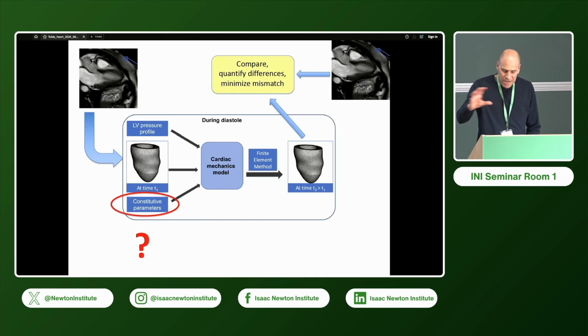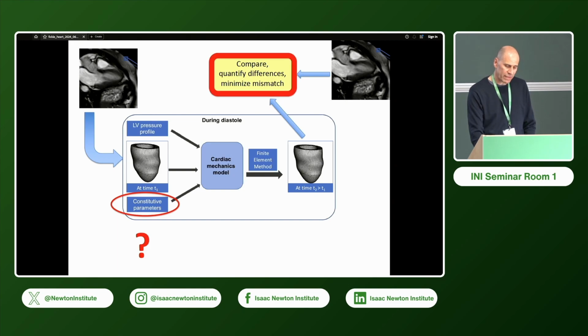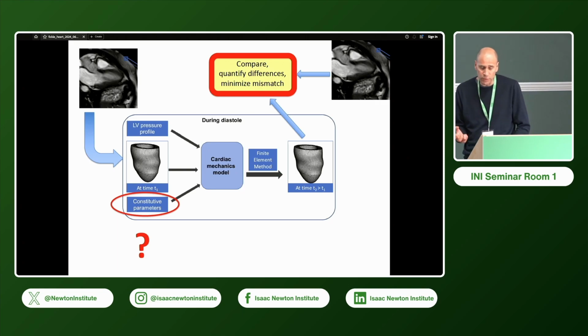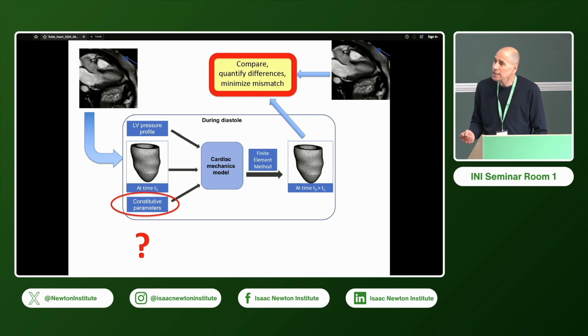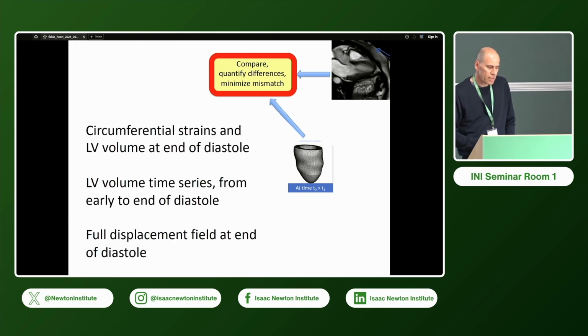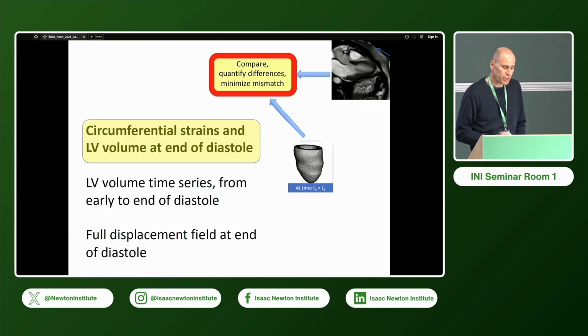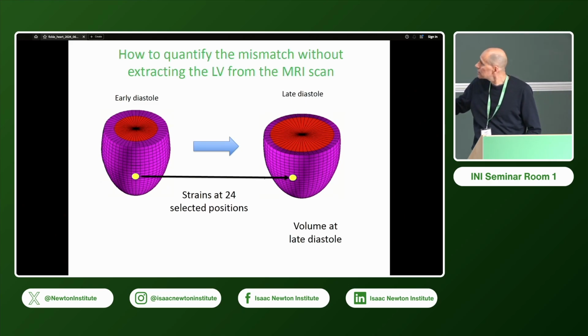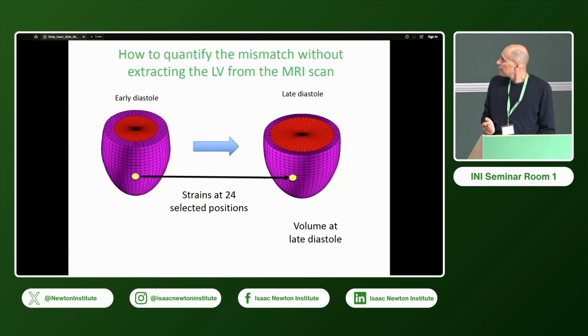Okay, that is a brief overview of the framework of mechanics, and so what I want to cover in my talk is how we quantify the mismatch between the prediction from the model and the patterns we extract from the magnetic resonance images. And we've tried 3 different approaches. The first approach is based on circumferential strains and the volume of the left ventricle at the end of diastole. So you can think of landmark points on the epicardial wall and how they move as a consequence of the inflation of the left ventricle during diastole, and that displacement is our strain.